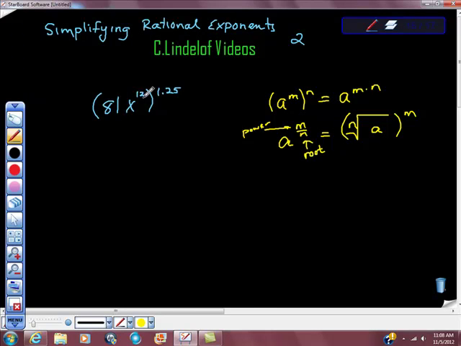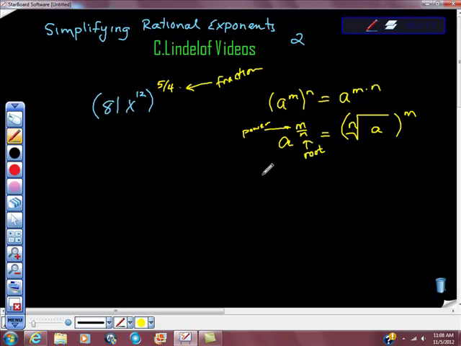First thing I'm going to look at is this problem: 81x to the 12th all raised to the 1.25 power. My question to you is, can't this be turned into a proper fraction? So what I'm suggesting to you is that 1.25 is the same as 5/4. So the first thing I'm going to do is see if I can get that converted.